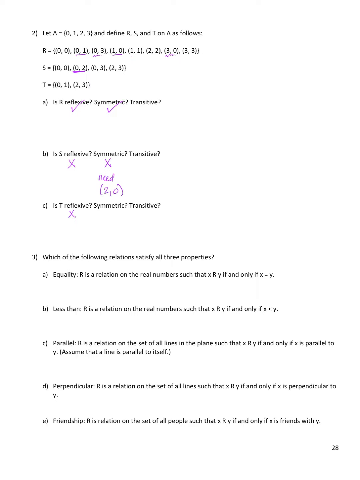And then for set T, is it symmetric? Well, look at 0, 1. 0, 1 is in the set. For the set to be symmetric, 1, 0 would have to be in the set, and it is not. Also 2, 3. Okay, 2, 3 is in the set. For the set to be symmetric, 3, 2 would also have to be in the set. So here you would need at least 1, 0.